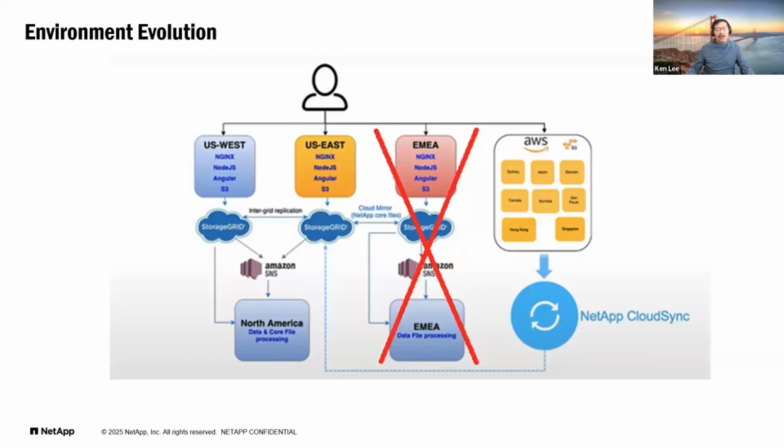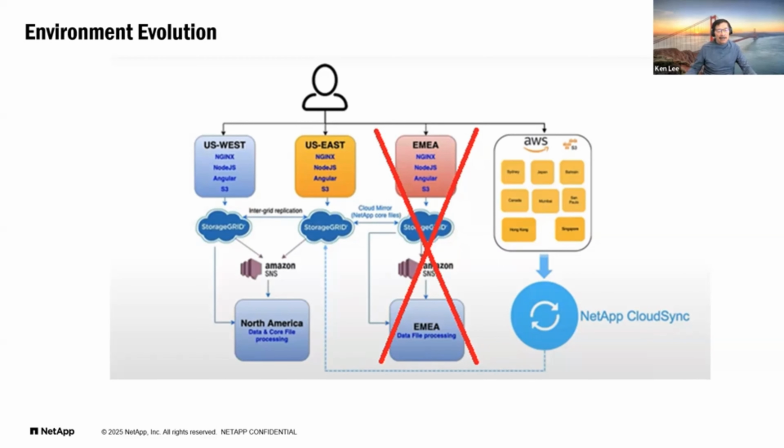The user selects the region closest to them, usually outside the US. The file gets uploaded to AWS within that region, and then we use AWS S3 to replicate that object from outside the United States using the AWS network backbone, right? We then use Cloud Sync to move the objects out of AWS S3 into our StorageGRID.